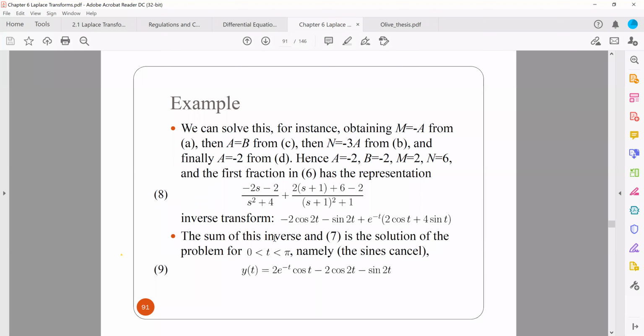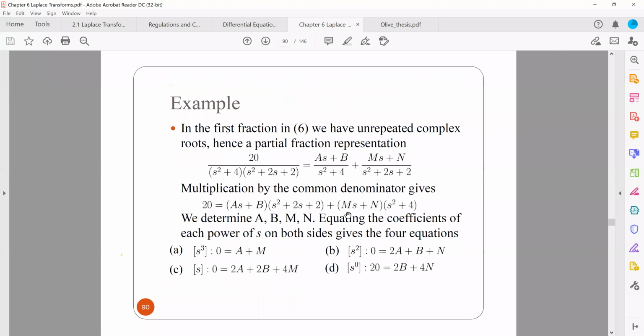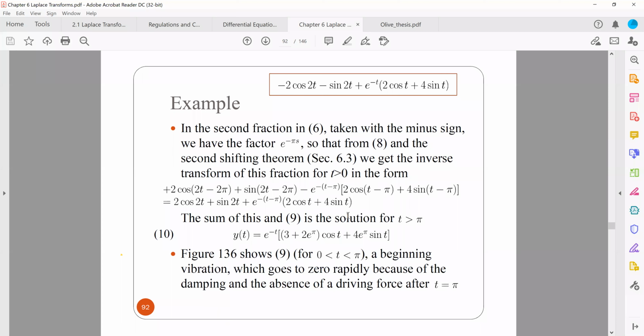So the sum of the inverse of this and the sum of this, because this is what we did first, sometimes I think are going to cancel, so you end up with this expression as your answer. I think there were 3.